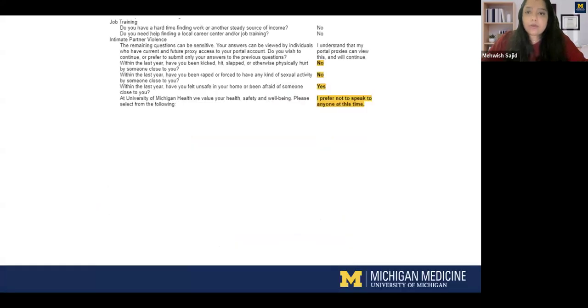They also mentioned that they felt unsafe in the last year at home, or have been afraid of someone close to them. Because this patient had, I believe, an adult that was still a medical proxy who could see their questionnaires, they are asked first whether they understand that their proxies can see the way they're answering this questionnaire, and if they'd like to continue. Sometimes if patients don't want proxies to be able to access this, they'll just say no, and then the rest of those questions won't be asked. But they did not want to speak with anyone for resources about health, safety, or well-being.